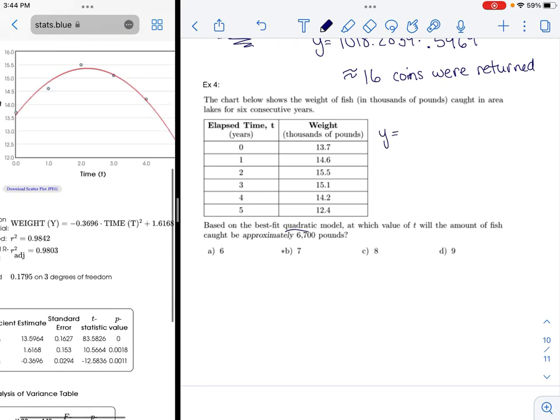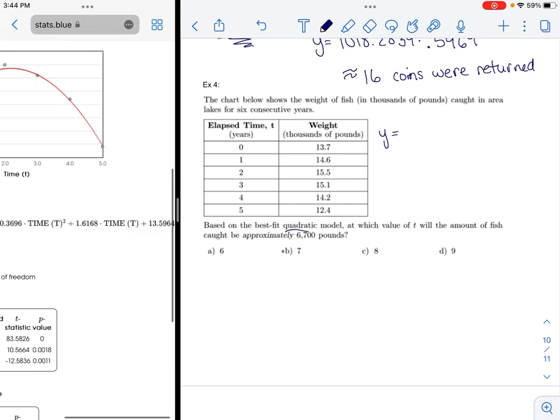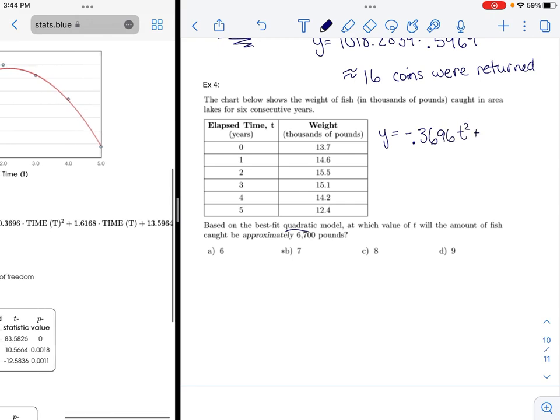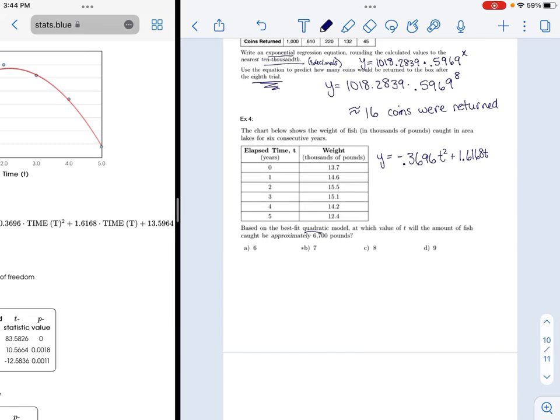So I have y is equal to, notice it has to look like a quadratic equation, so it's kind of long, negative 0.3696 t squared, plus 1.6168t, plus 13.5964. So I've got my equation here.